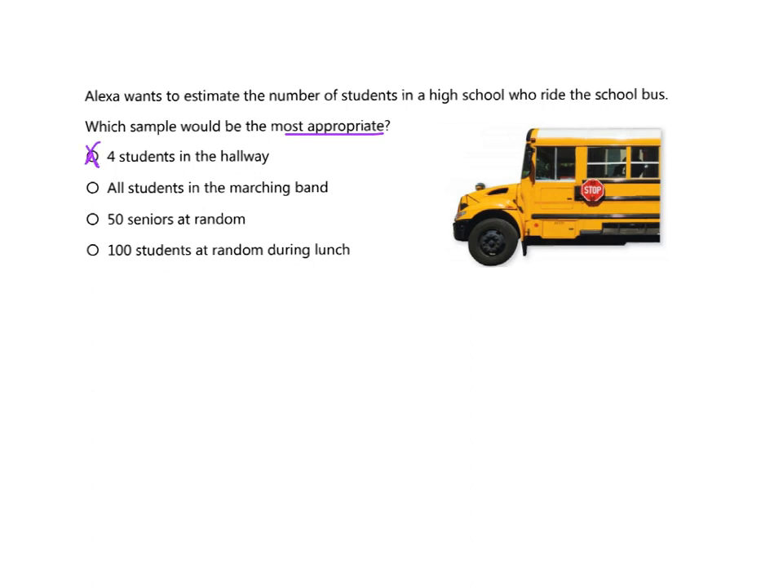To survey all the students in the marching band, now the sample size is definitely increased. However, by only surveying the students in the band, we are excluding all the students that are not. So therefore, that sample would also be biased. To survey 50 seniors at random does also not represent our population because the high school would include students at all grade levels. So that would also not be an appropriate sample. And the last option says to survey 100 students at random during lunch. So this is obviously a large enough sample, and it's giving all of the students an opportunity to participate.